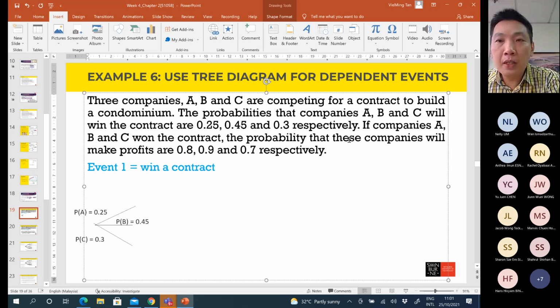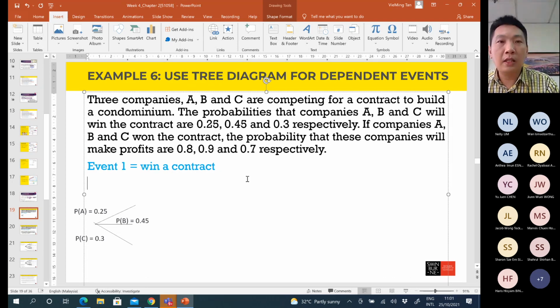Next sentence. If companies A, B, and C win the contract, the probability that this company will make profit are 0.8, 0.9, and 0.7. So this sentence tells us the second event is make profit, after winning the contract. Then the company may make profit or make a loss. So the second event is referred to making profit or making a loss. So I just put make profit.